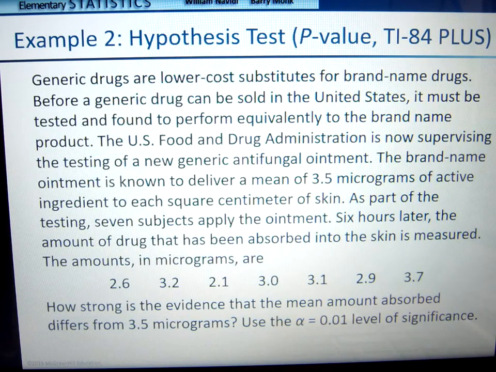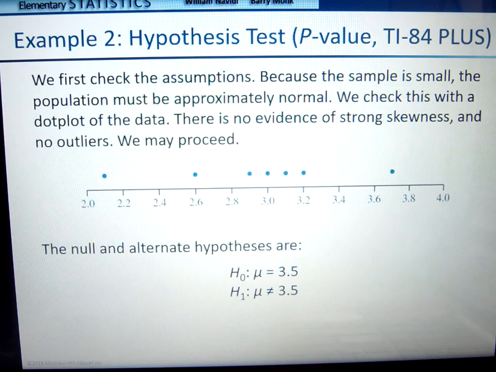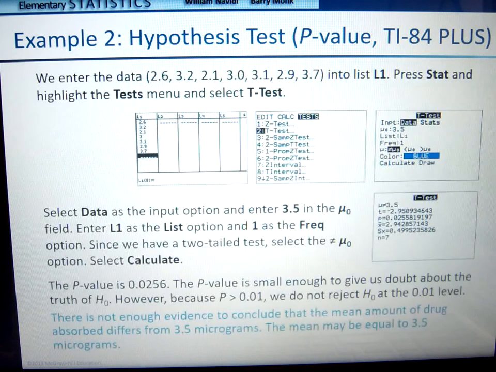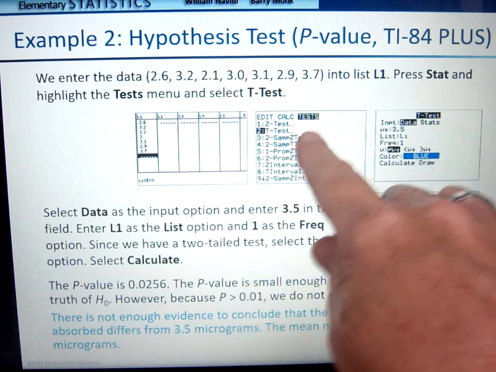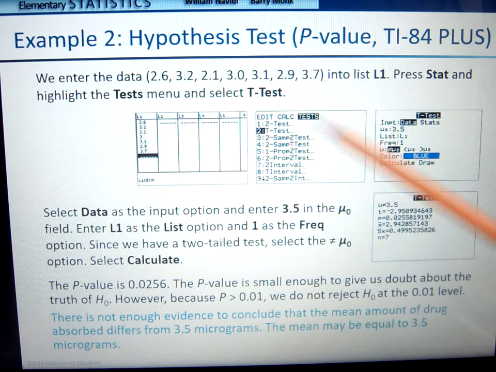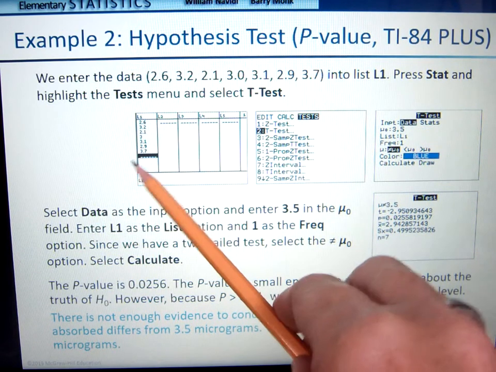Okay, we already looked at this one with our brand name drugs, and we saw that it is not skewed. Now looking at putting it into the calculator, we want to put our values into the list. So that is our data. So when we go to test, z-test, and then over here we're going to say data instead of stats because we placed our data in list 1.